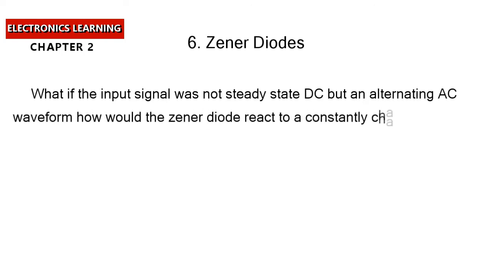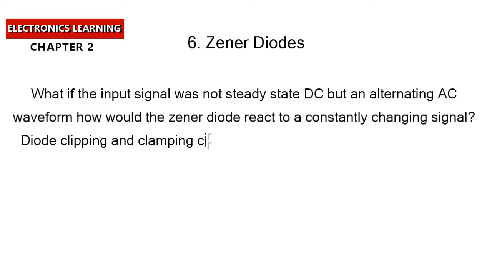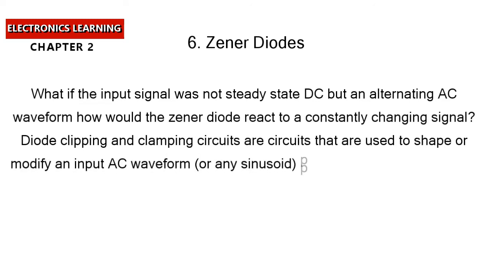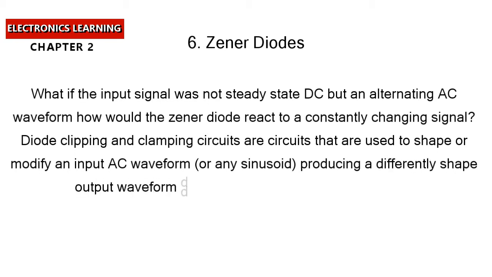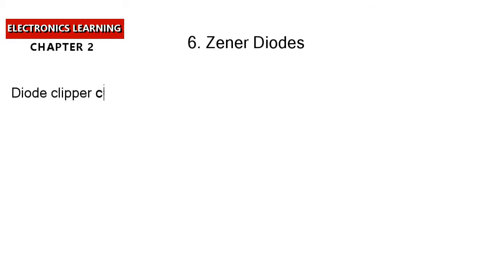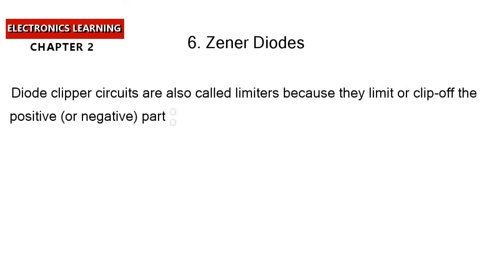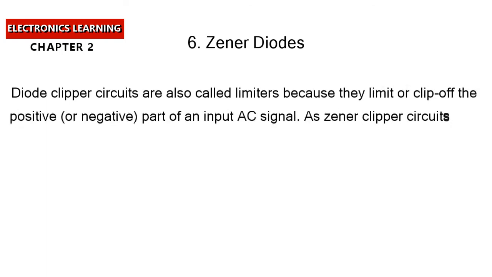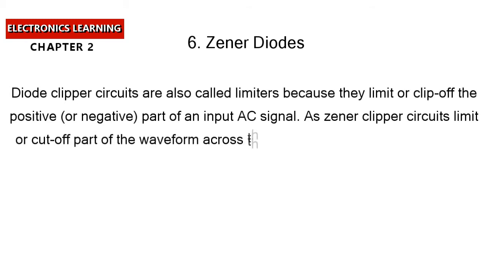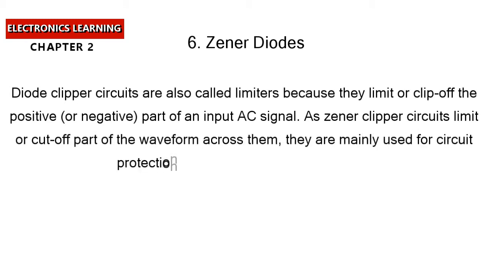How would the Zener diode react to a constantly changing signal? Diode clipping and clamping circuits are circuits that are used to shape or modify an input AC waveform, or any sinusoid, producing a differently shaped output waveform depending on the circuit arrangement. Diode clipper circuits are also called limiters because they limit or clip off the positive or negative part of an input AC signal. As Zener clipper circuits limit or cut off part of the waveform across them, they are mainly used for circuit protection or in waveform shaping circuits.